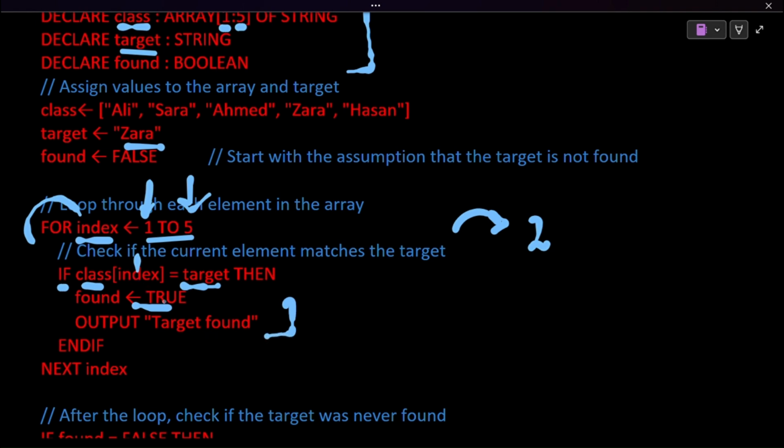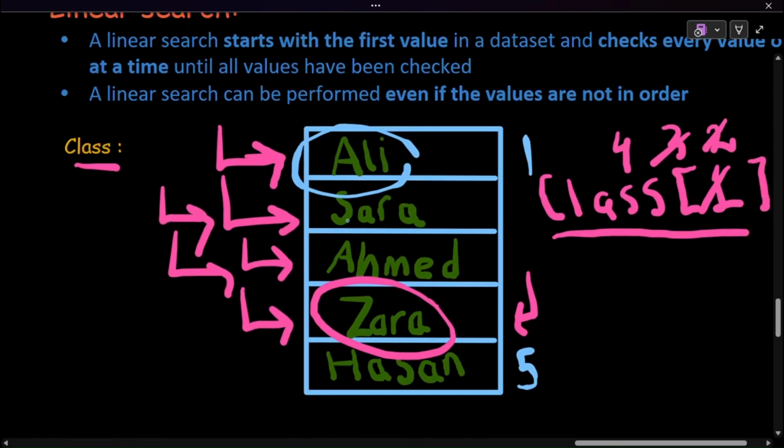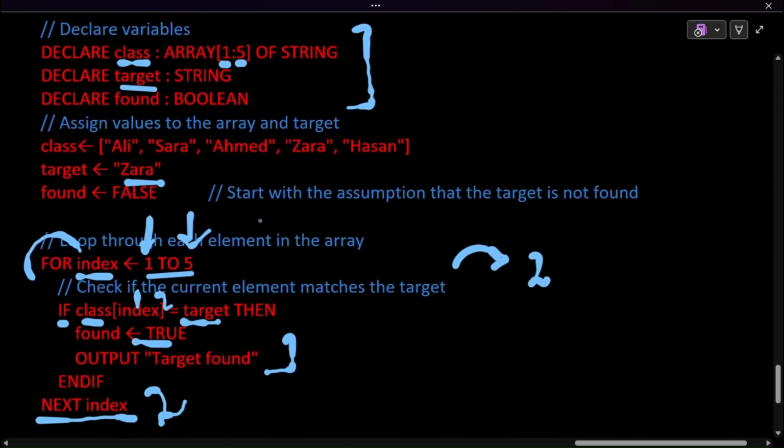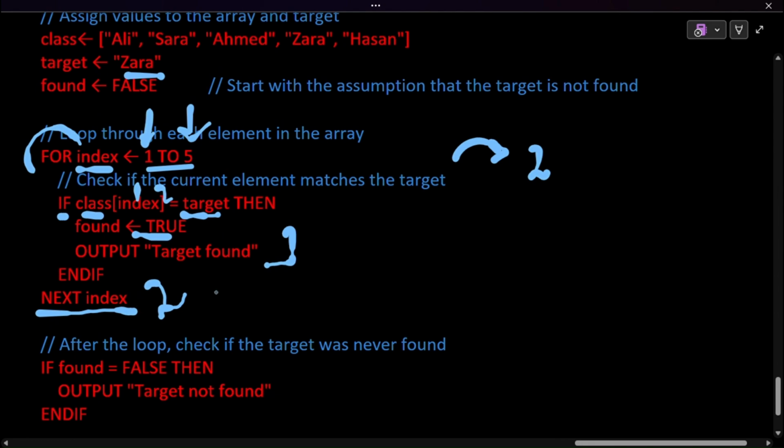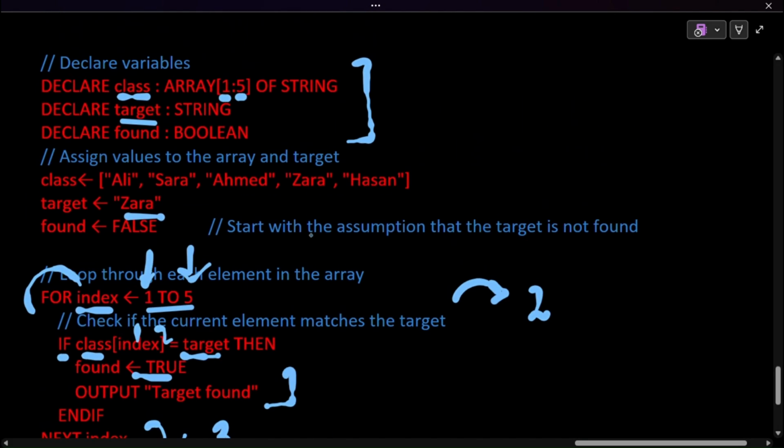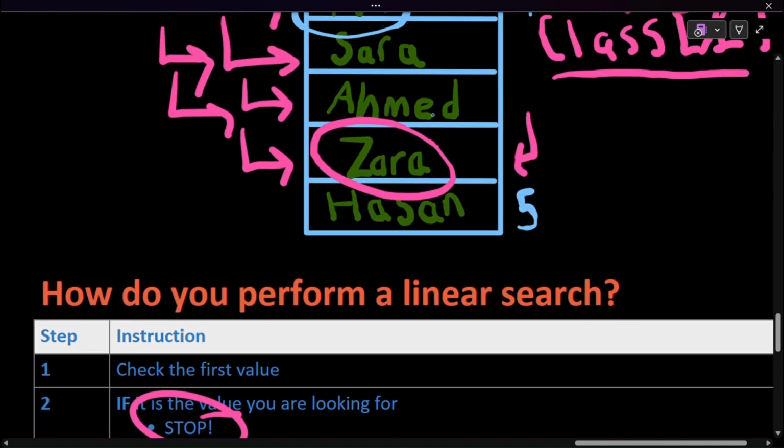अगर ये execute नहीं होगा तो यहाँ पर ये वाली line चलेगी. Next index. मतलब now we are going to move to the next value. पहले मेरे index में 1 store थी. Now my index is going to move to 2. Now it's going to check if class वाली array में second index में target Zara है या नहीं. So यहाँ पर फिर से target found नहीं हुई. Then again it's going to increment to the third index. It's going to check the third index. Again it's Ahmed. फिर से नहीं हुआ.